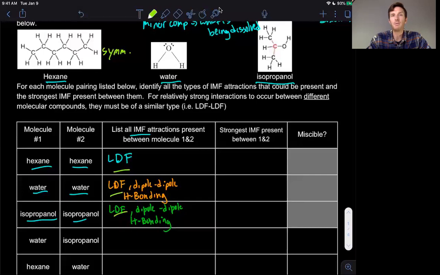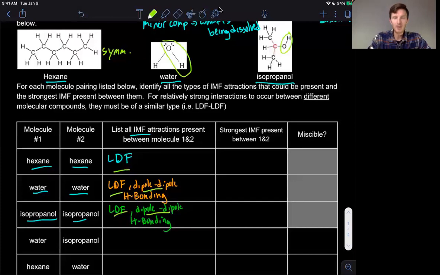So it would not have the ability to undergo dipole-dipole interactions or hydrogen bonding because there's no hydrogen directly bonded to an oxygen, nitrogen, or fluorine. Then we look at water and isopropanol. Those are both polar molecules, so they also have dipole-dipole attractions in addition to the London dispersion force attractions. And then, do they have hydrogen directly bonded to oxygen, nitrogen, or fluorine? Both water and isopropanol have oxygen directly bonded to hydrogen. So they both have the ability to do hydrogen bonding.